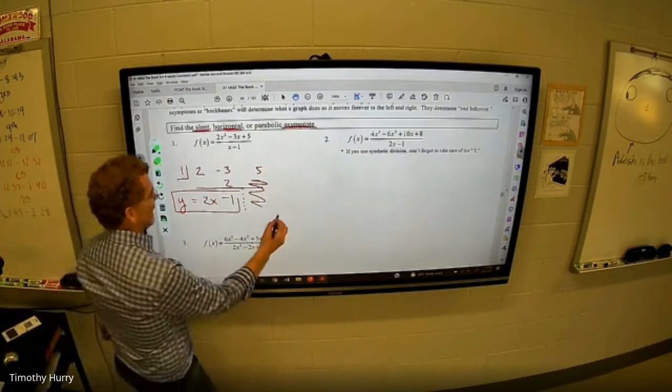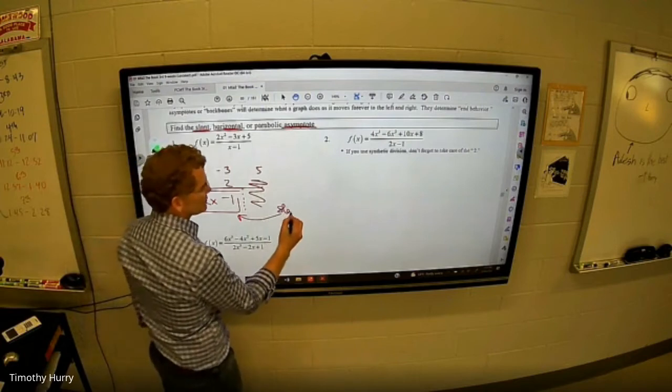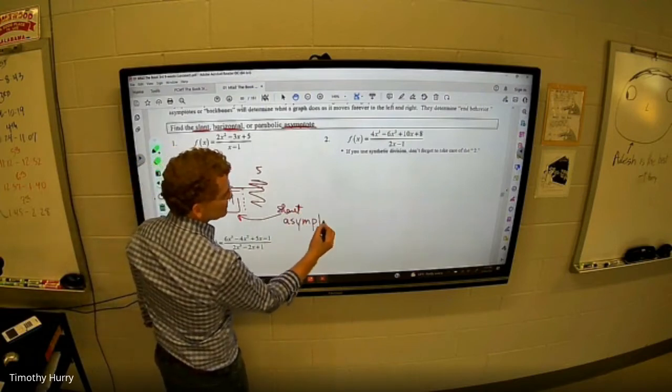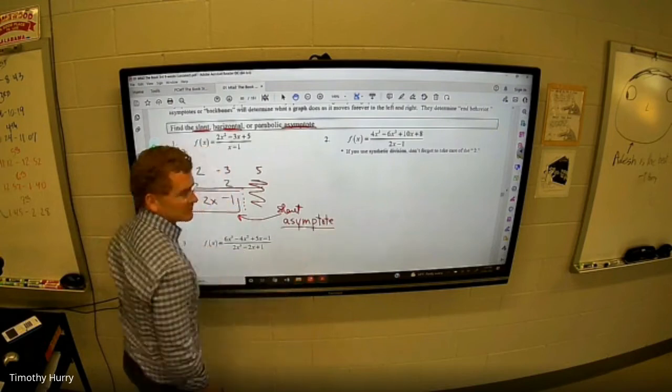Oh, so by the way, I would call this a slant asymptote, if you care about the spelling.